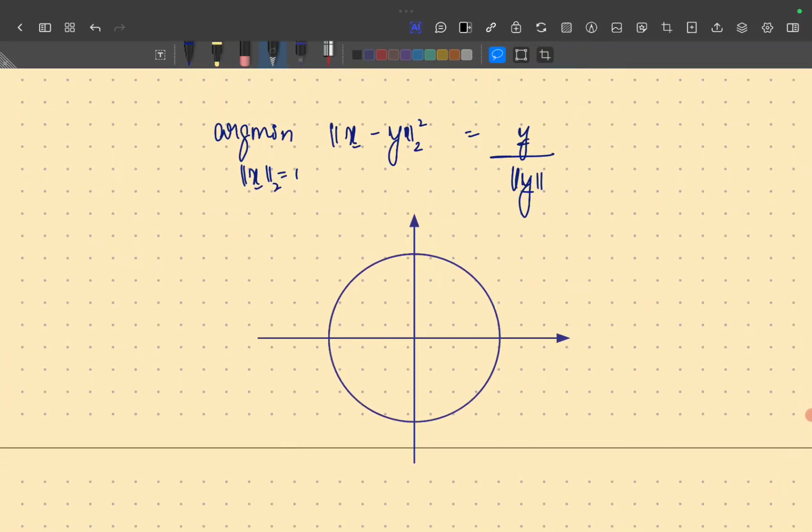So suppose you are given an arbitrary vector, let's call this y. You want to find the minimum Euclidean distance projection to this set.